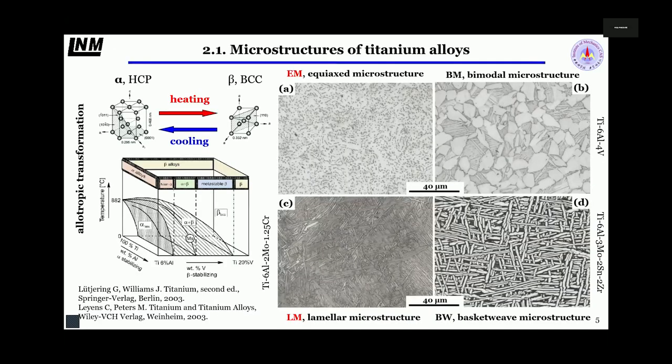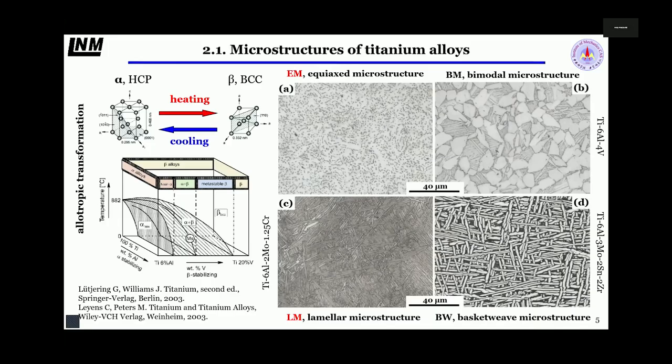Titanium alloy is well known. Titanium alloy has a solid phase transformation: at room temperature it is the HCP alpha phase, and at high temperature it is the beta phase, meaning BCC structure. So it depends on the morphology and distribution of these phases. These are optical images of titanium alloy. The white region is the alpha phase, and the green region is the beta phase.